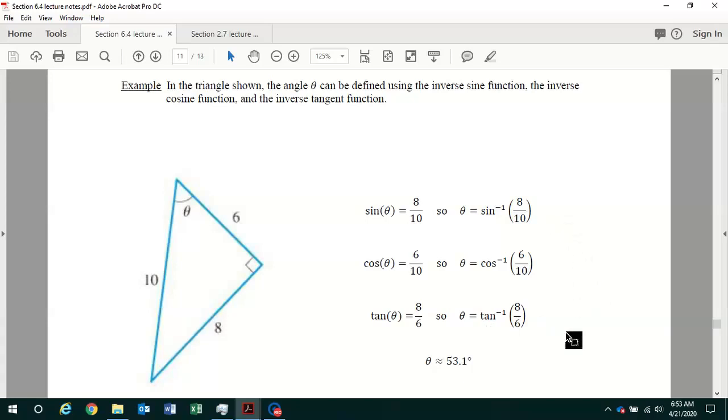So using your calculator, making sure it's in degree mode, if you type in the inverse sine of 8/10 and the inverse cosine of 6/10 and the inverse tangent of 8/6, in all three cases you'll get theta is equal to 53.1 degrees in this right triangle over here.